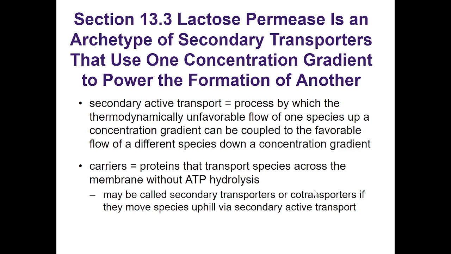The carriers are going to be proteins that transport species across the membrane without ATP hydrolysis. These may be called secondary transporters or co-transporters if they move species uphill by a secondary active transport. Remember, again, this is a type of active transport. Why is it active transport?